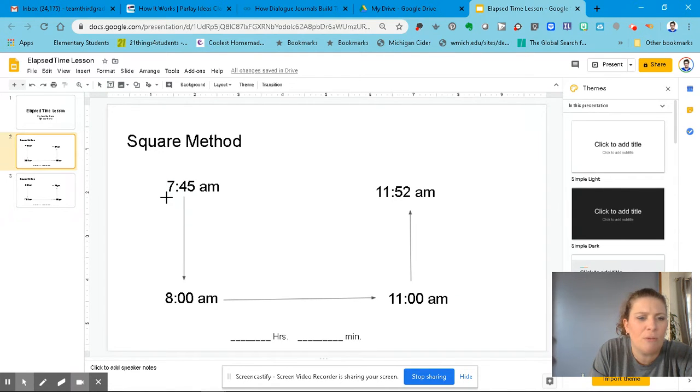So essentially what we do is, let's say the question is how much time is between 7:45 and 11:52 a.m. What I tell my students is think about going up to the next whole hour, the whole o'clock. So between 7:45 and 8 o'clock, how many minutes is that? We think about that, and we know that there are 15 minutes.